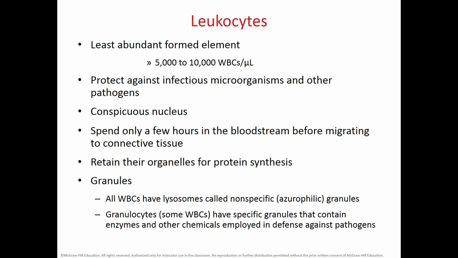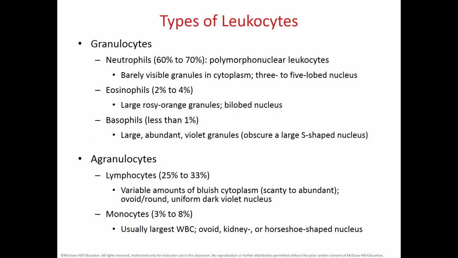Now, the white blood cells retain their organelles for protein synthesis, and they retain their nucleus. Some of the white blood cells have granules. All the white blood cells have some lysosomes called non-specific granules, or azurophilic. Now, the granulocytes have specific granules that contain enzymes or other chemicals that help in the defense against pathogens.